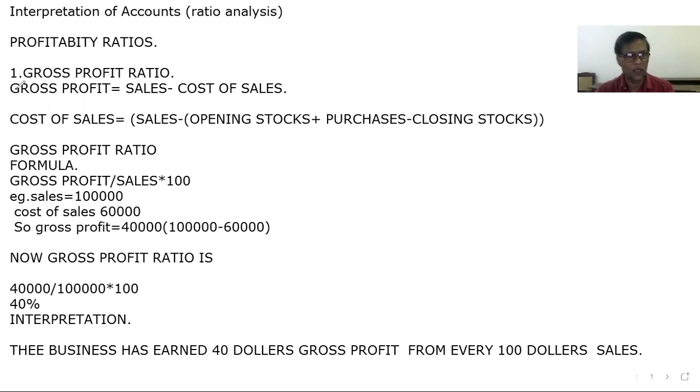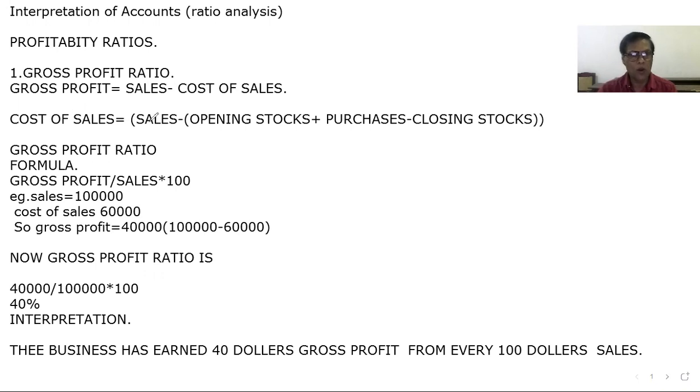You know, my dear friends, gross profit means sales minus cost of sales. Sales minus cost of sales equals gross profit. Why is it called gross? Because you have to minus more things. It is not a net profit. Sales is the revenue of a business organization. Cost of sales is something like the cost which has occurred.